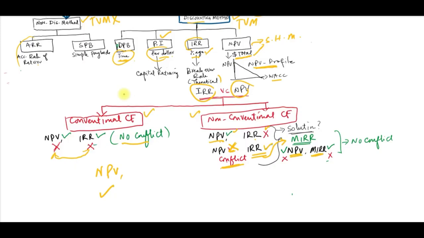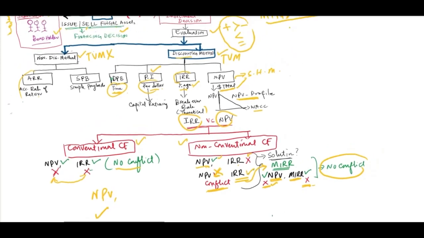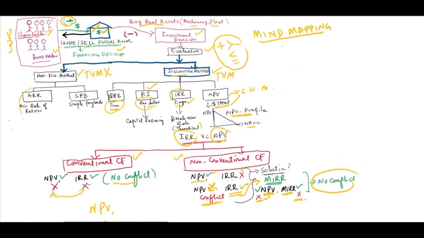If NPV says accept, MIRR would also say accept. If it says reject, MIRR would also say reject the project. So there will be no conflict for non-conventional cash flows if instead of IRR we calculate MIRR. This is the mind mapping for this topic, and it is also provided at the end of your slides. Okay, thank you so much.